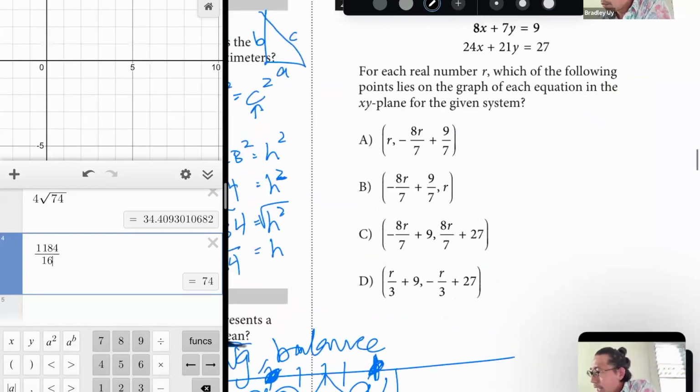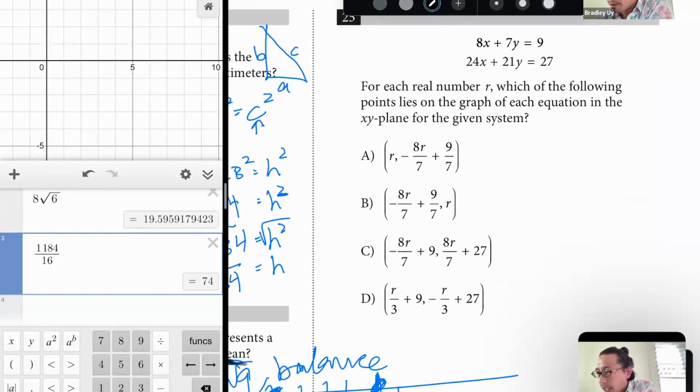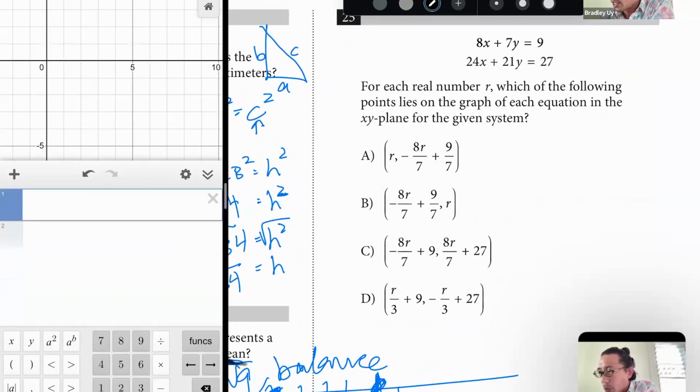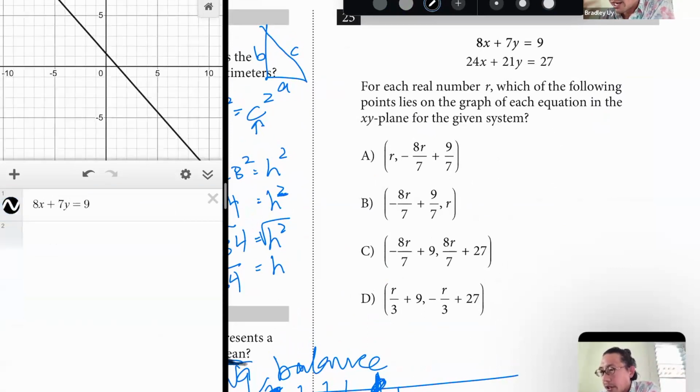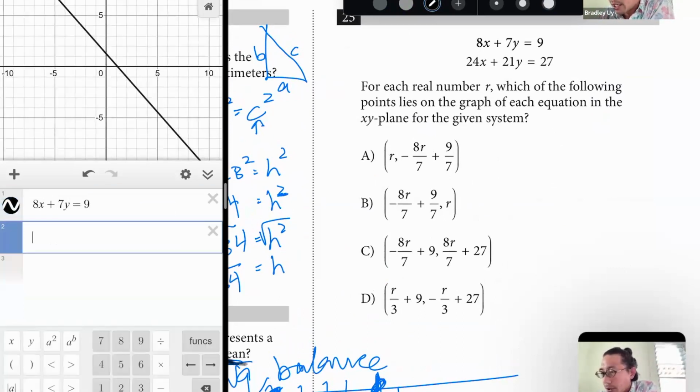25, I'd say, is a pretty tricky question. If you did this on Desmos, let's say you were planning on doing this as quickly and efficiently as possible, you would go 8x plus 7y equals 9. You will get a diagonal line. Okay, that is the equation of 8x plus 7y equals 9. And then you would just enter the other one, 24x plus 21y equals 27. Now, you would expect a different line and the solution would be where they intersect, but you might be a little confused when you see this and you said, hey, where's the other line?